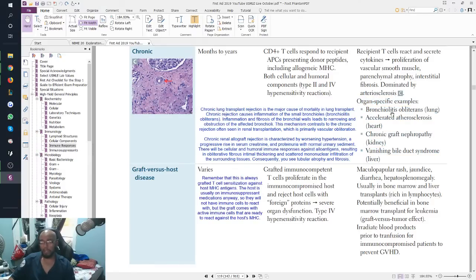So if they tell you, oh, the bronchioles are being destroyed, this patient has chronic lung rejection, right? If the patient is getting accelerated atherosclerosis after a heart transplant, they have chronic heart transplant rejection. If they have nephropathy and they're getting proteinuria and possibly even hematuria, it's chronic kidney rejection. And with the liver, you have the vanishing bile duct. When the bile duct gets destroyed by autoimmune antibodies, that's a sign of chronic liver rejection. Really important to know those guys by heart.